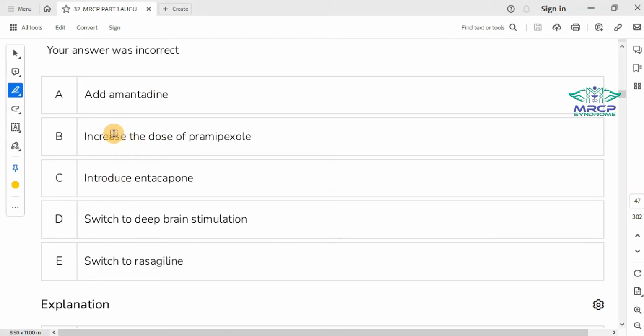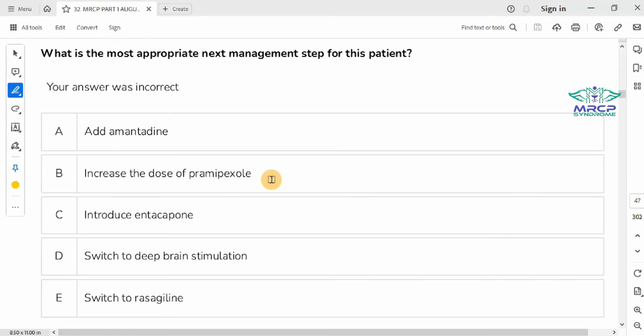And increasing the dose of pramipexole. If we increase the dose, there may be some side effects like impulse control disorder leading to gambling or hypersexuality, or there may be increased somnolence, or in some cases increased hallucination leading to Lewy body dementia. And switch to deep brain stimulation. This is usually indicated for patients with advanced Parkinson's disease or whenever there is severe motor fluctuation or dyskinesia refractory to the medical therapy.